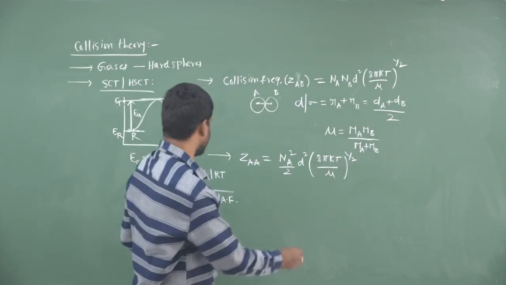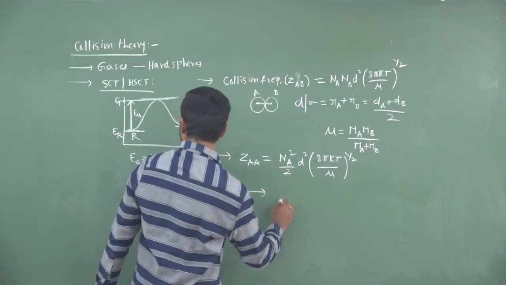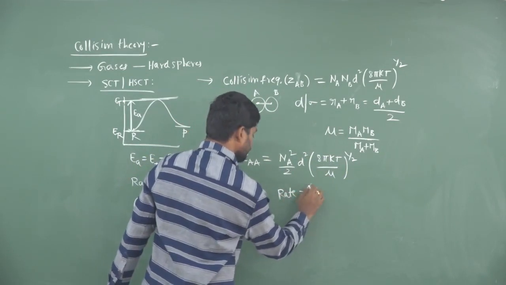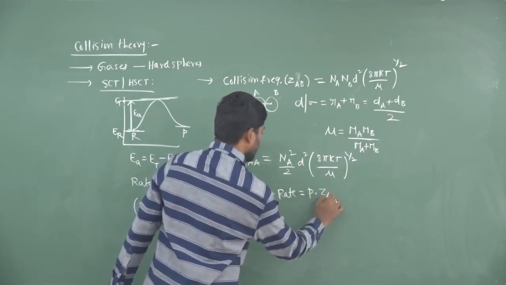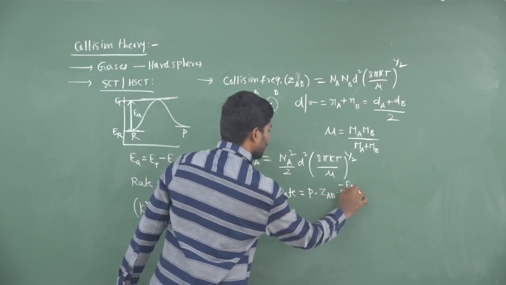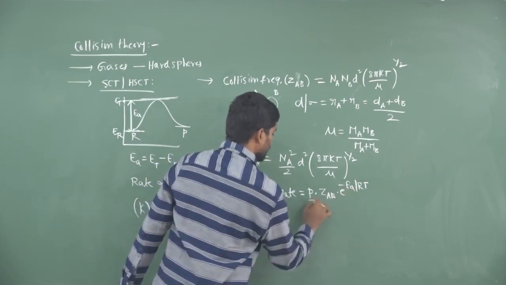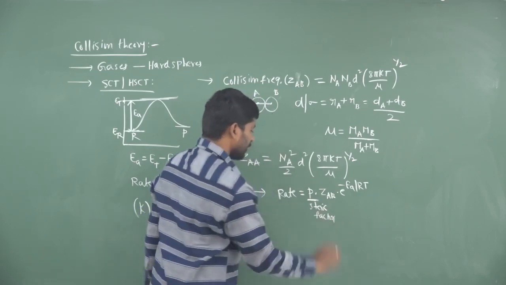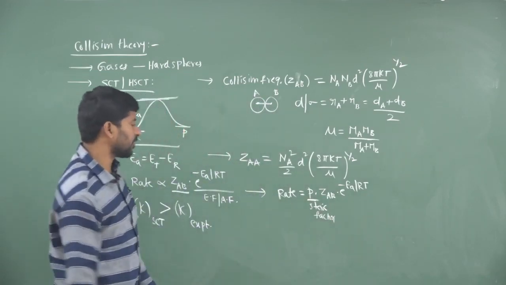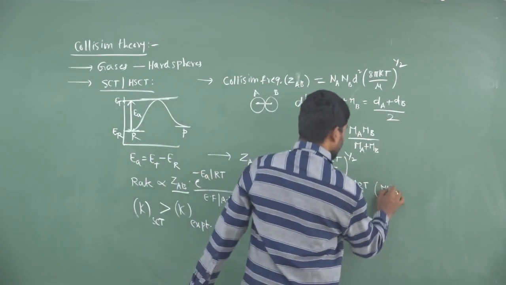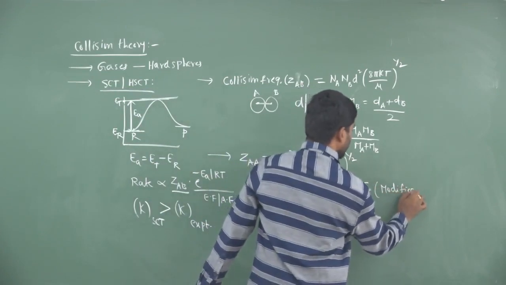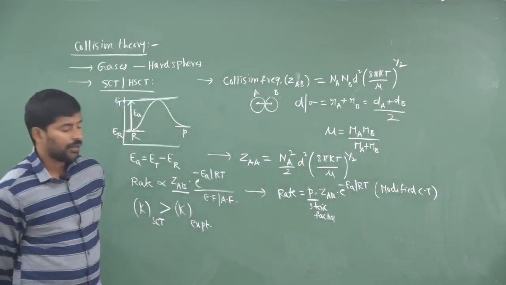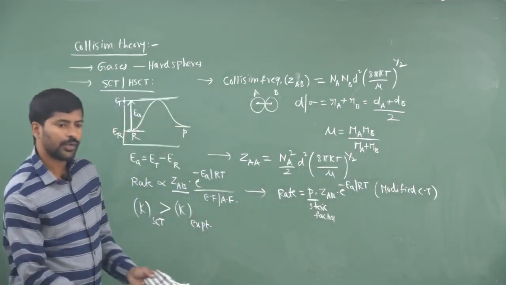To overcome this, another factor was introduced in the above equation, that is rate is equal to P into ZAB into e power minus Ea by RT. This P is called the steric factor. Orientation was not considered earlier. This is called modified collision theory.